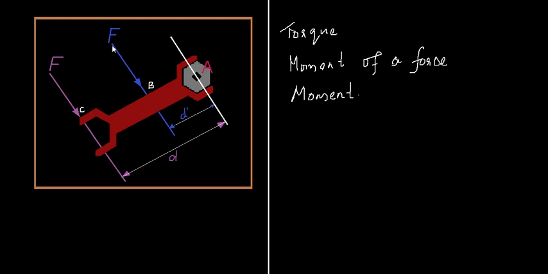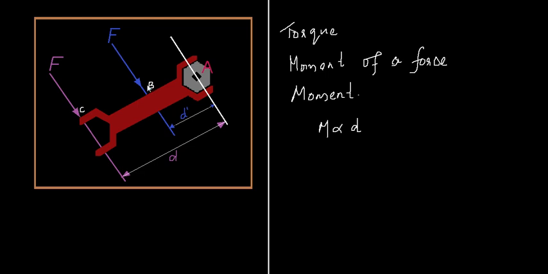If you have ever done this in real life, you know it will be easy to unscrew the nut if you apply the force here rather than applying the force here at B. So if we call the effect of the force moment and represent it by M, then the turning effect increases if you apply the force at a farther distance. So the turning effect is directly proportional to the distance at which the force is applied.